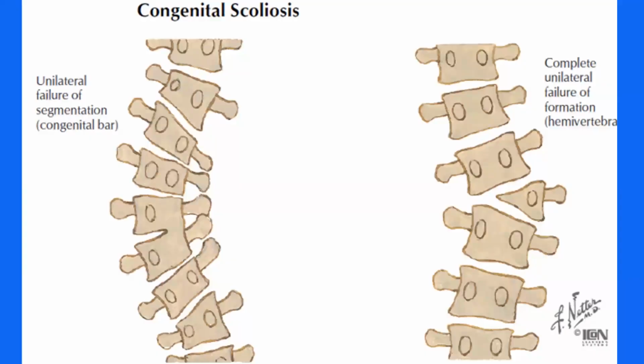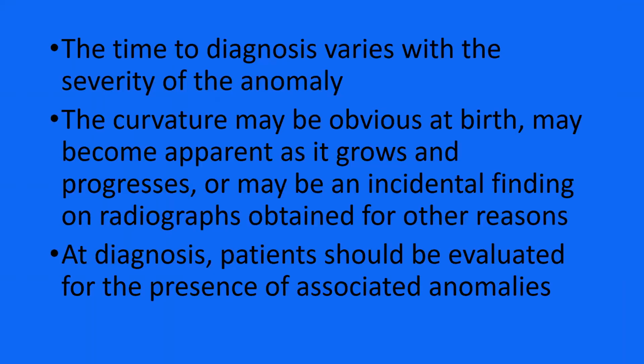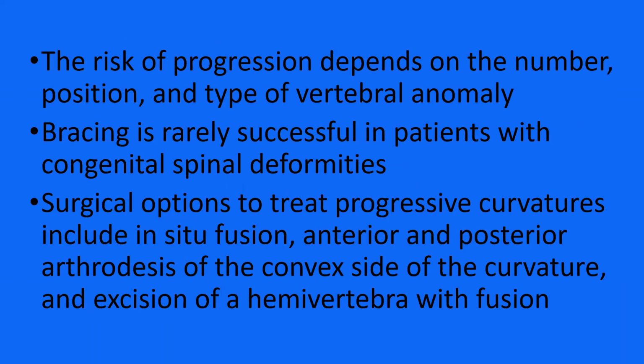So on the right-hand side, you have hemivertebra, failure of formation, and on the left side, you have failure of segmentation. So you have to be careful because many of these are missed at birth. You have to put them in braces if it's progressive. You have to use growing rods so as to maintain them in correction until a time where you can do surgery and be at ease that the alveoli will still develop.